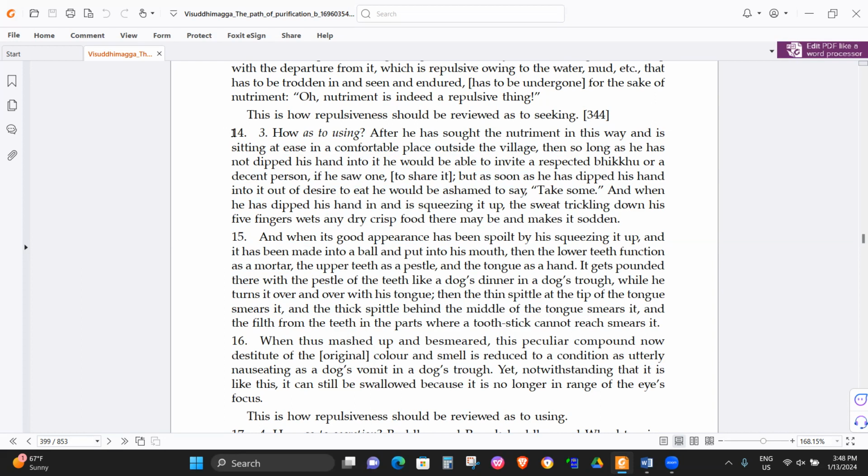When thus mashed up and besmeared, this peculiar compound, now destitute of the original color and smell, is reduced to a condition as utterly nauseating as a dog's vomit in a dog's trough. Yet, notwithstanding that it is like this, it can still be swallowed because it is no longer in the range of the eye's focus. This is how repulsiveness should be reviewed as to using.